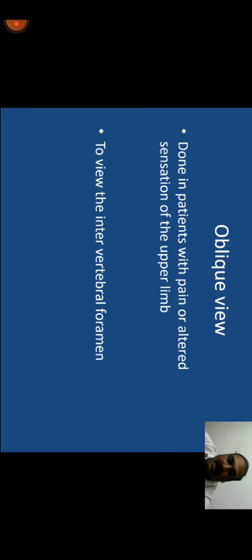But as a clinician, an Ayurvedic physician, the main view that you should be doing is the oblique. Most people do not write this, but I think most people should be writing this view more and more. Okay. This is done in patients with pain or altered sensation of the upper limb. If you have a patient with neck pain with radiculopathy, or neck pain with weakness of the upper limb, okay, dermatomes and myotomes, you know those terms, isn't it?